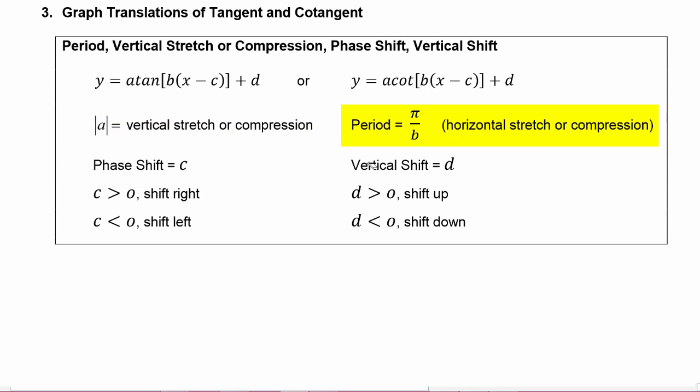Period is found by calculating pi over b, and that will give us the horizontal stretch or compression of the graph. Now remember that the period for unaltered tangent and cotangent is pi, so for sine and cosine we were putting 2 pi over b, but for tangent and cotangent the period is pi over b.